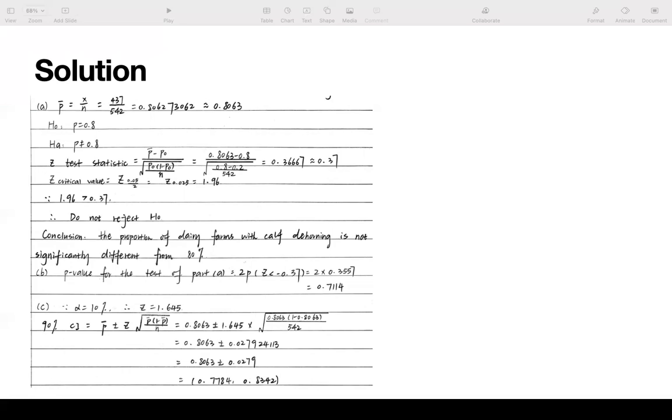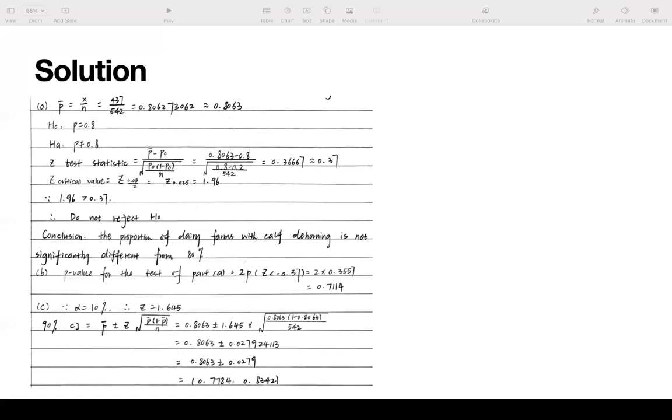And also for part B, we have to find the p-value for the test of part A. So basically we can just plug in the values, find them in the z table, and conclude that the p-value here is 0.71.